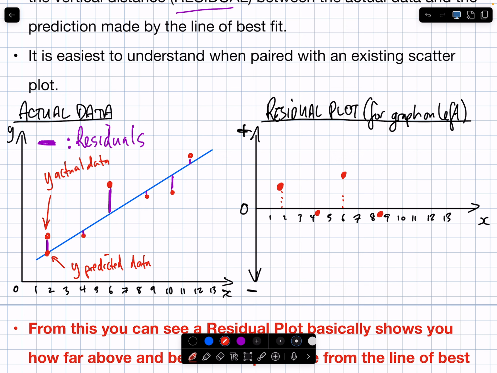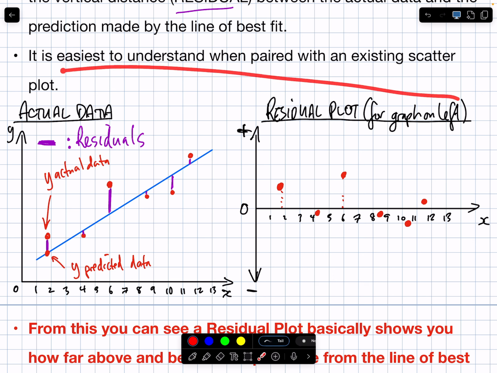The fifth one, positive or negative? What would the residual look like for this one here? Negative, more negative than the last one, and it would be just above 10. So let's say there. And then the last bit of data, is that going to be positive or negative? Positive, but only slightly, and it's between 11 and 12.